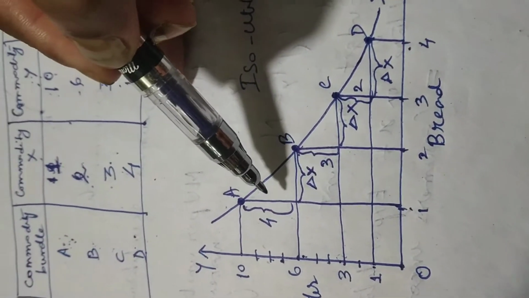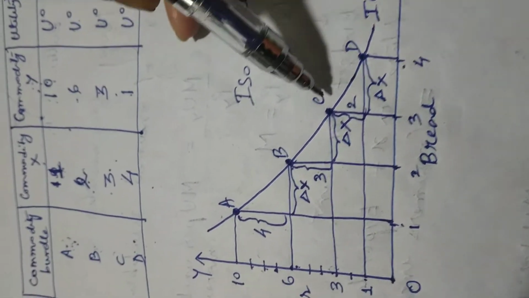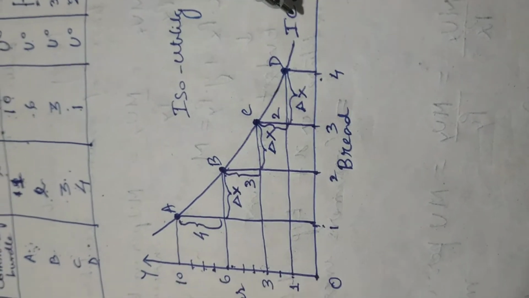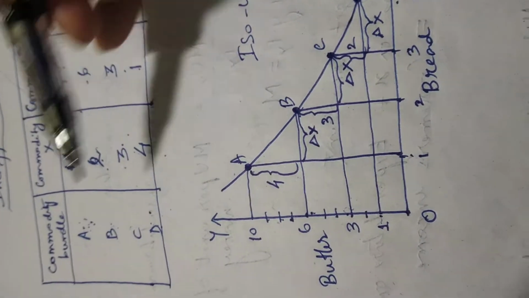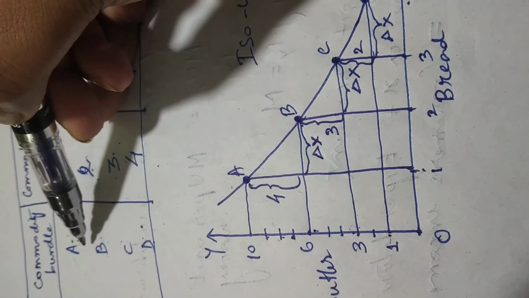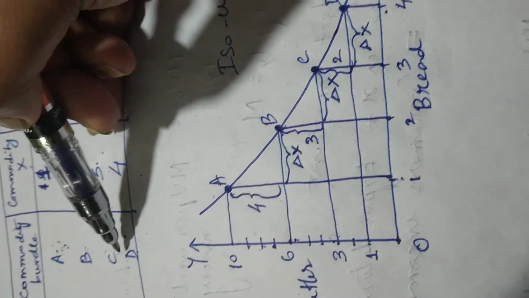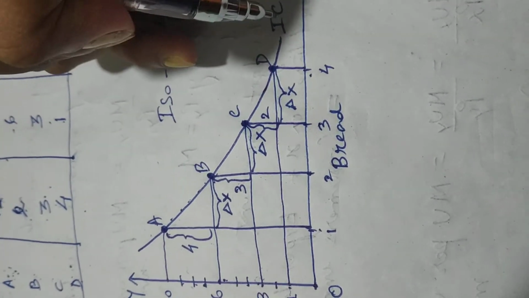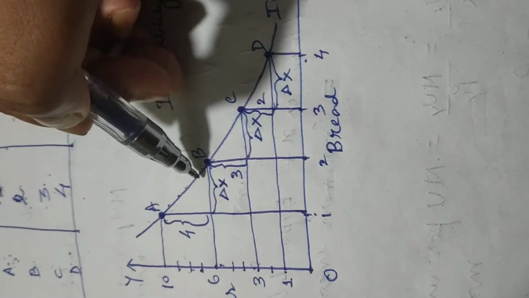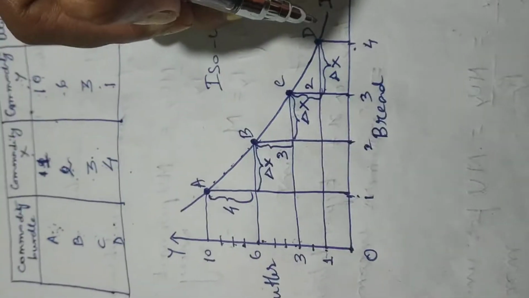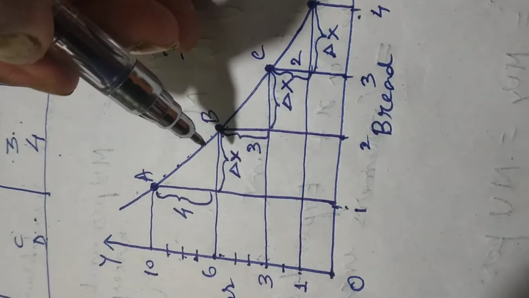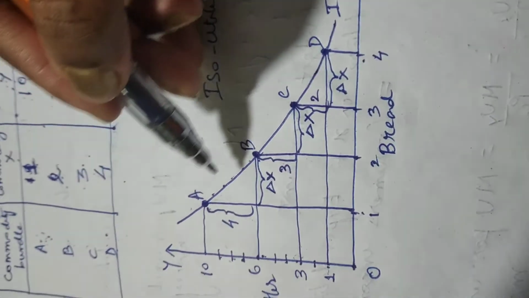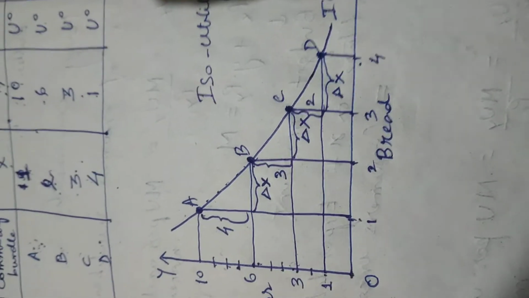If I join all these points, the locus of all these points will give you the downward sloping curve, that is the indifference curve. Now there is no necessity that we have to take only 4 commodity bundles. It can be several commodity bundles. That means there can be many points here. For the sake of simplicity, we have shown 4 commodity bundles and joined them. You can have innumerable commodity bundles here, but the locus of all the points together, if I join them, will give me a downward sloping indifference curve, or the iso-utility curve.